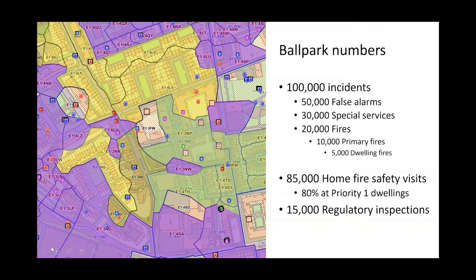We offer home fire safety visits. We do almost 90,000 home fire safety visits a year. About 80% of those are targeted at what we call a priority dwelling, priority one dwelling. And we also do lots of regulatory inspections in businesses and places where people work.